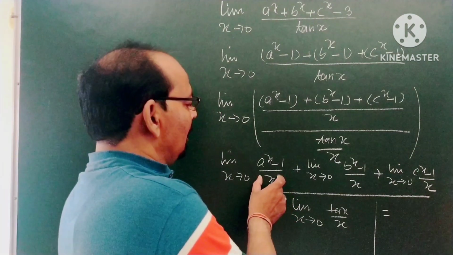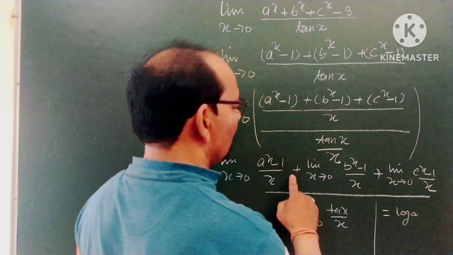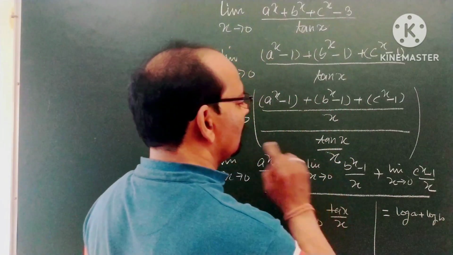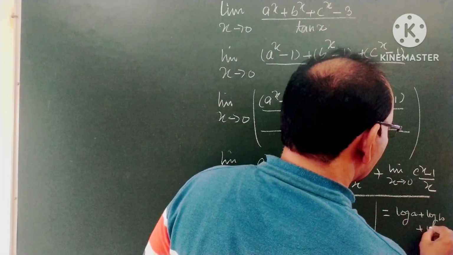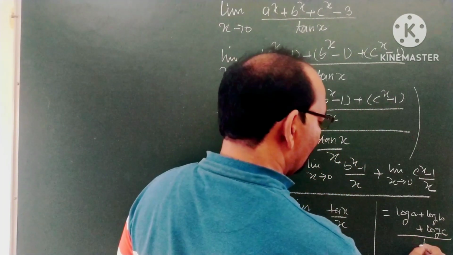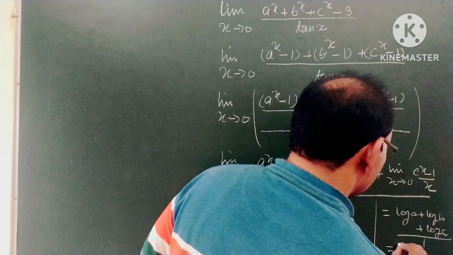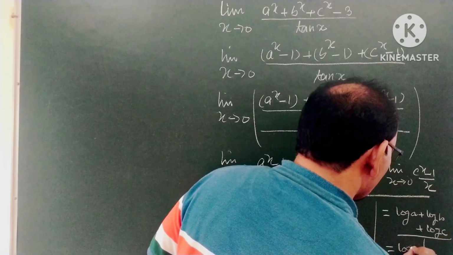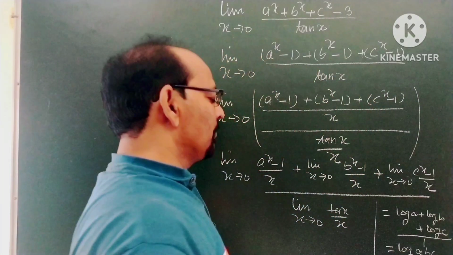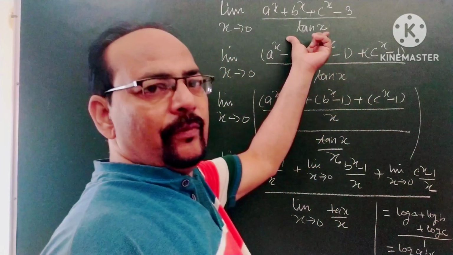Each is of the form (a^x - 1)/x, so there will be log a plus log b plus log c, and the denominator limit is 1 (times 10). Log a plus log b plus log c we can write as log abc. Therefore, log abc over 10 is the limit of this function.